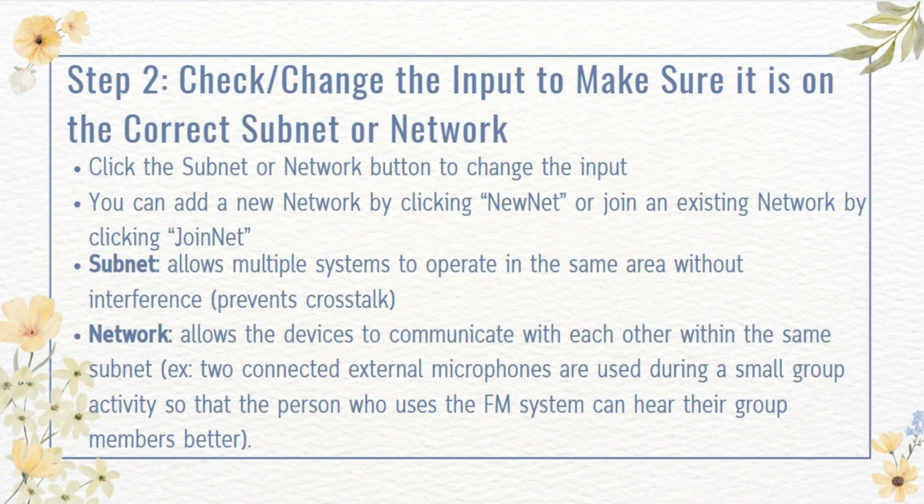A subnet allows multiple systems to operate in the same area without interference, so it prevents crosstalk basically. A network allows the devices to communicate with each other within the same subnet. For example, if you have two external microphones and you're using it during a small group activity, they can both connect to the FM system and they can be used together.